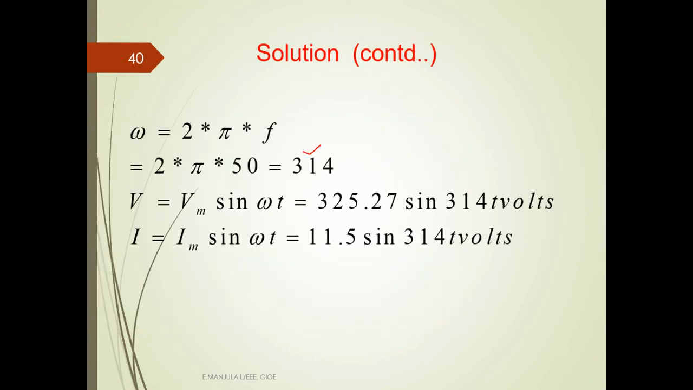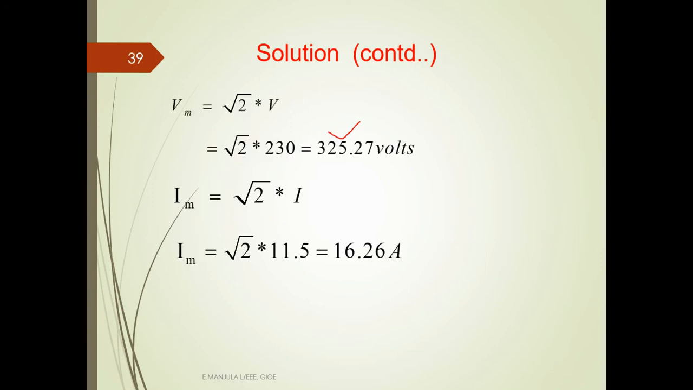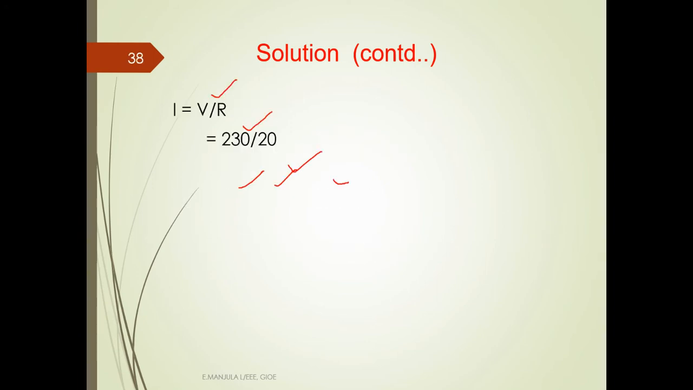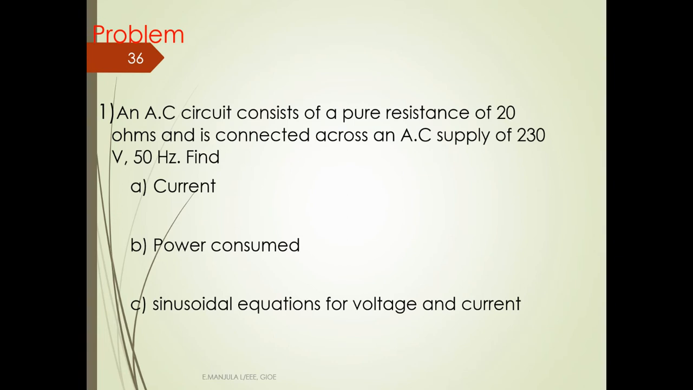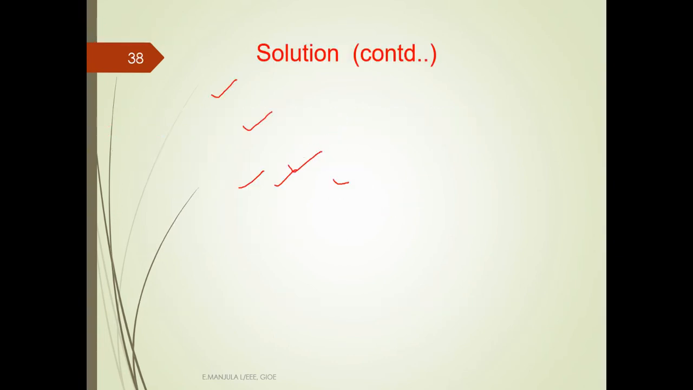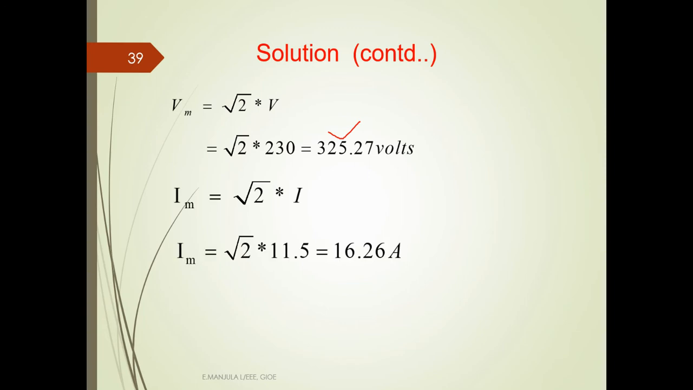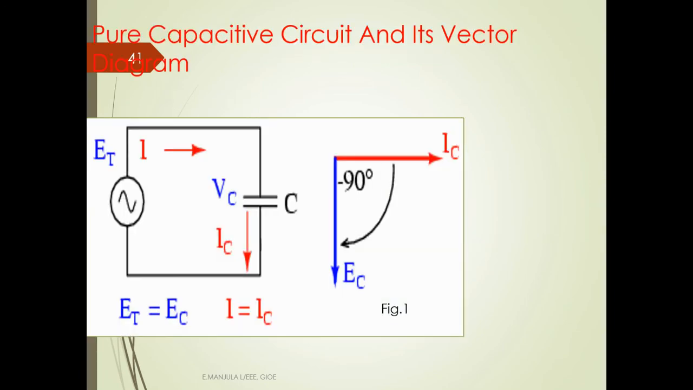Okay, so this is how we calculate the voltages and currents in a resistive circuit. This is a pure resistive circuit. Now we will go for a pure capacitive circuit and its vector diagram. See, this is a pure capacitive circuit.